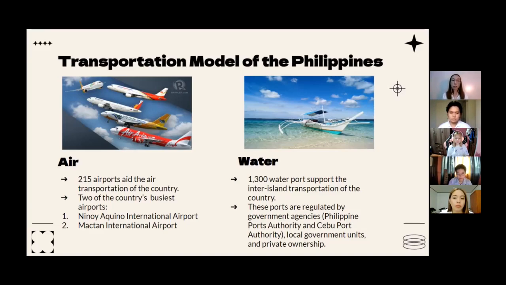Because of the growing demand, the government has planned to develop Clark International Airport, formerly known as Diosdado Macapagal International Airport, to address capacity constraints.